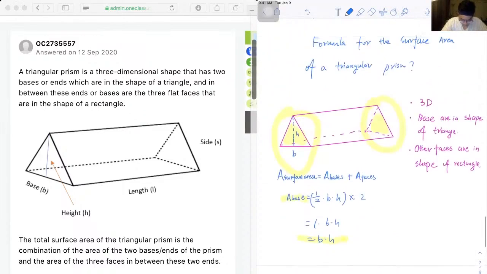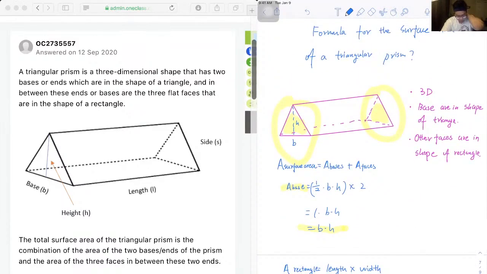So whenever we come across a complicated 3D graph, we always think about its components, like what makes up this 3D graph. So in this case, it will be 3 rectangular faces and 2 triangular faces. And by combining these together, we will get our surface area.